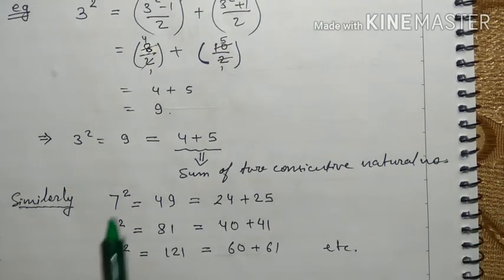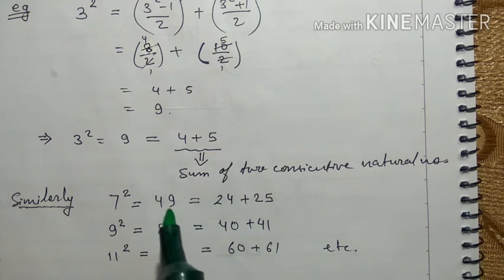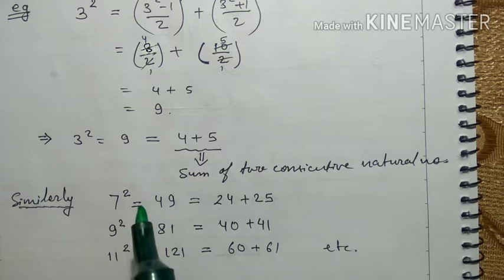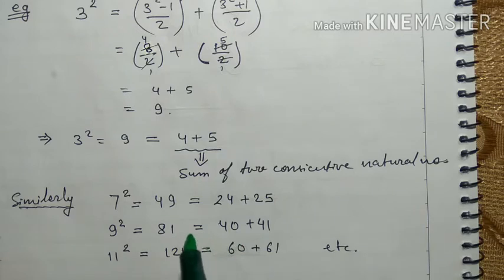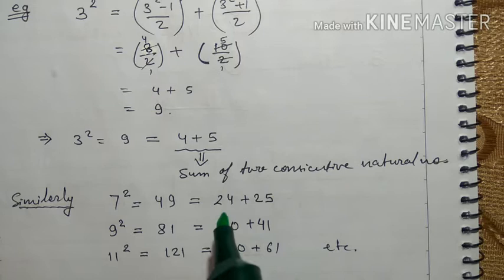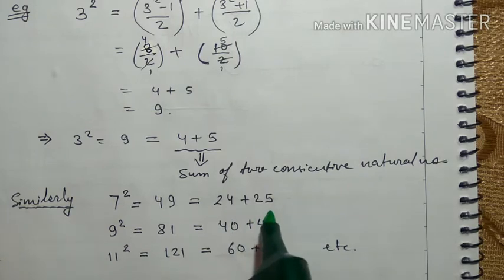Similarly, 7 square is 49, and 49 is what? That is (7 square plus 1) by 2, meaning 49 plus 1, 50 by 2, 25, and 49 minus 1, that is 48 by 2, that is 24. So 24 plus 25, right?